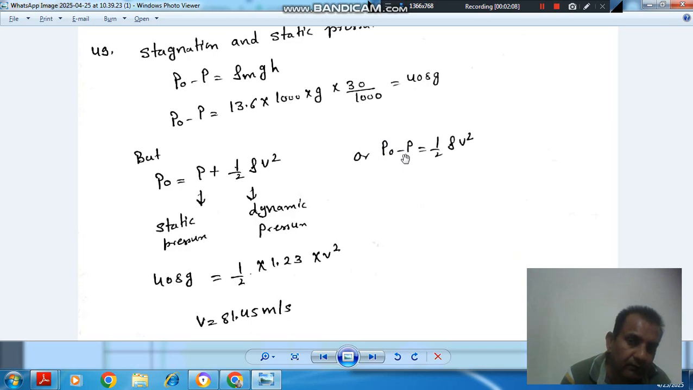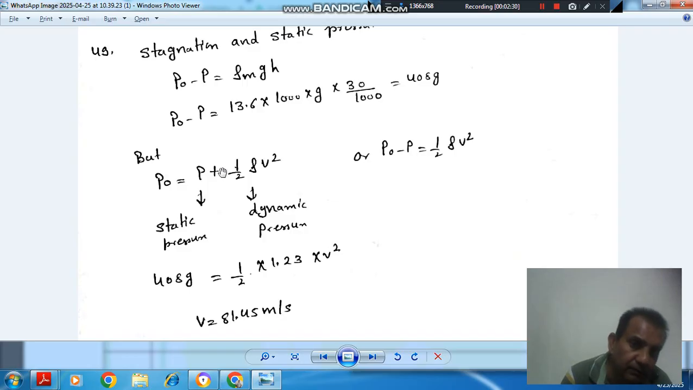P naught minus P we have measured as 408 g, because this pressure P naught is of air, and P is also of air. So the density we will also take of air. Here we have used the density of mercury because we are using the fluid mercury to measure the pressure difference.